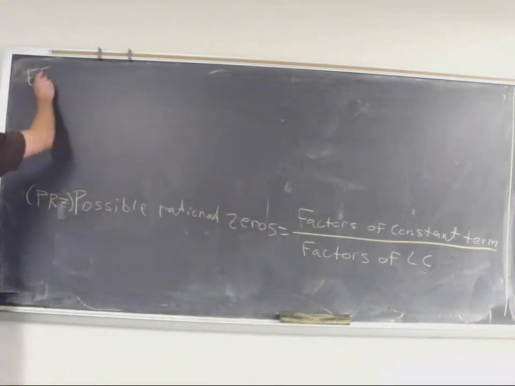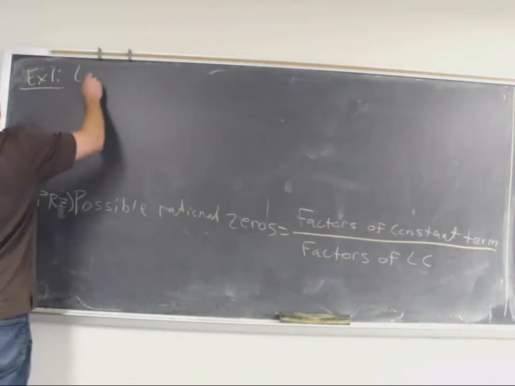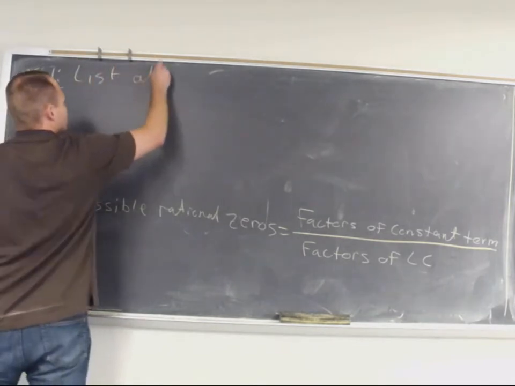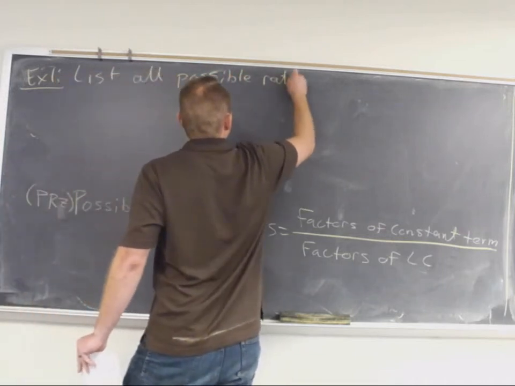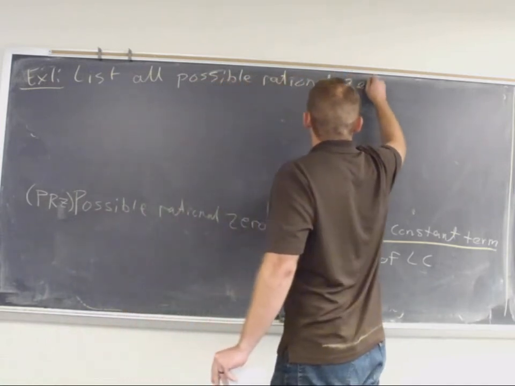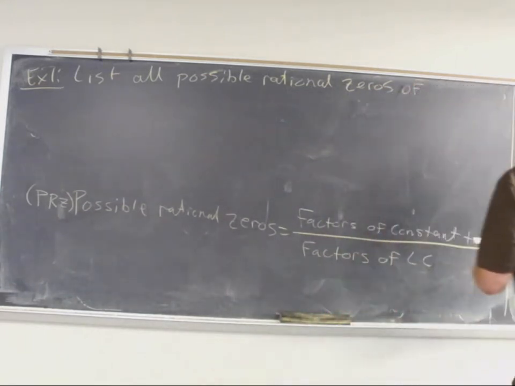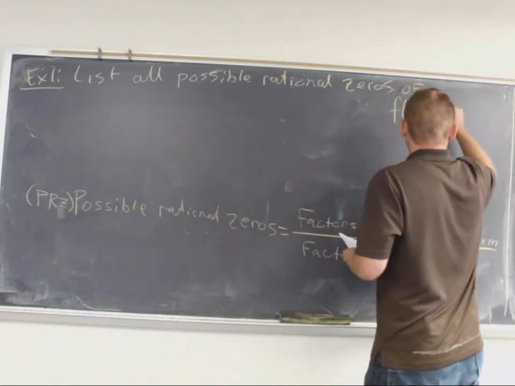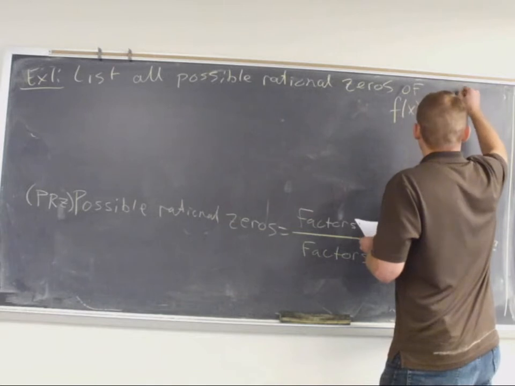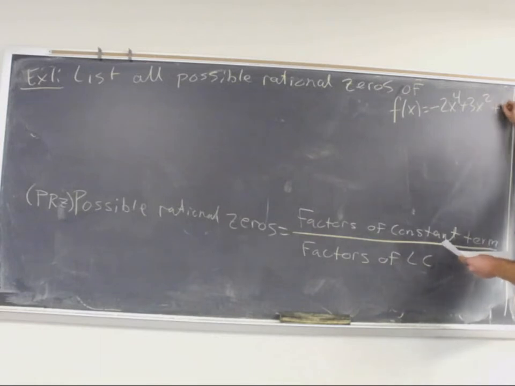Example 1. List all possible rational zeros of, and let's say we have this function f of x equals negative 2x to the fourth plus 3x squared plus 4.